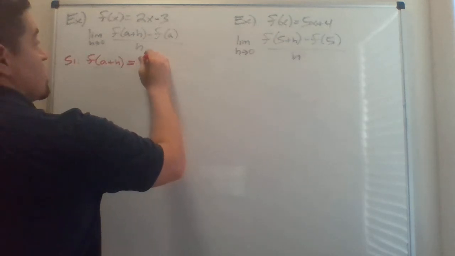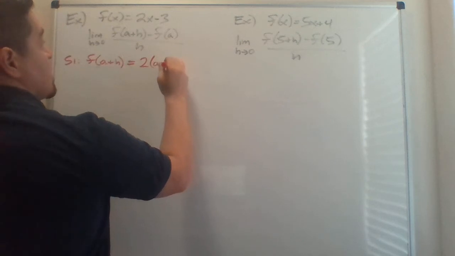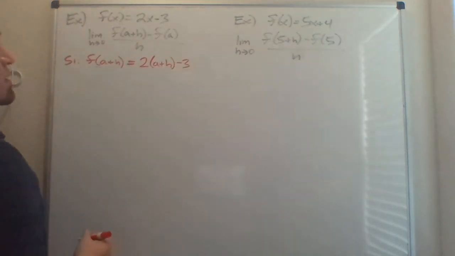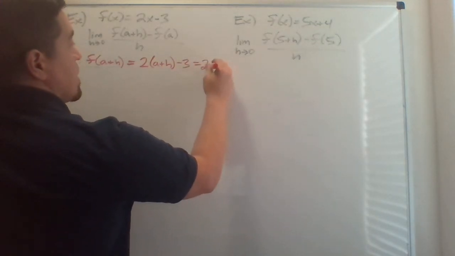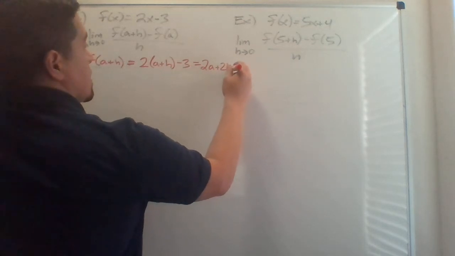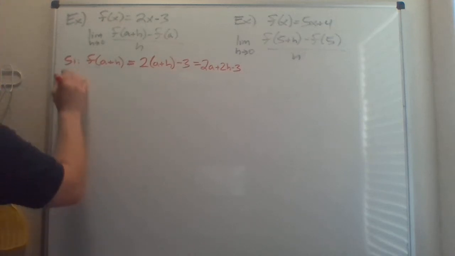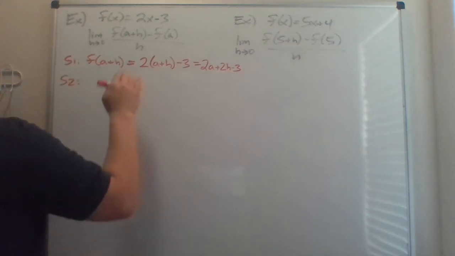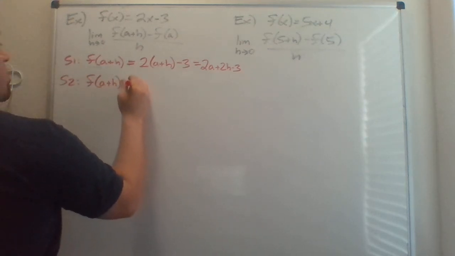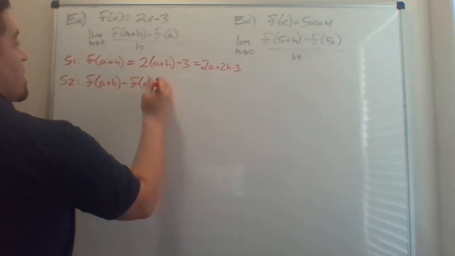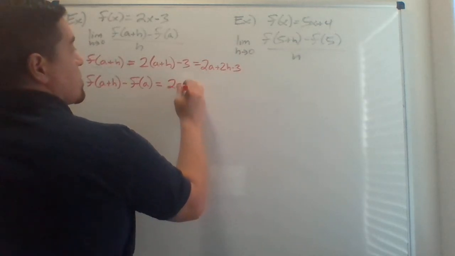That's all it really means. So we're going to do 2, instead of x, I'm going to write a plus h. A plus h. That's all it means. When I substitute, if I distribute 2 times a, 2 times h, it's 2a plus 2h minus 3. Step 1's done. Step 2, this process, we're going to do f of a plus h minus f of a. Okay, so we already have f of a plus h, that's this.